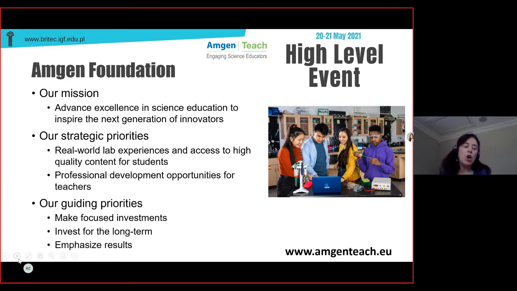And we've all seen that COVID-19 has really upended our educational system, widening the gap in terms of educational systems, particularly amongst underserved communities. And to combat these rising inequities and barriers to science education, the Amgen Foundation develops high quality programs and tools to support teachers to reach students irrespective of income, gender, race, or location.